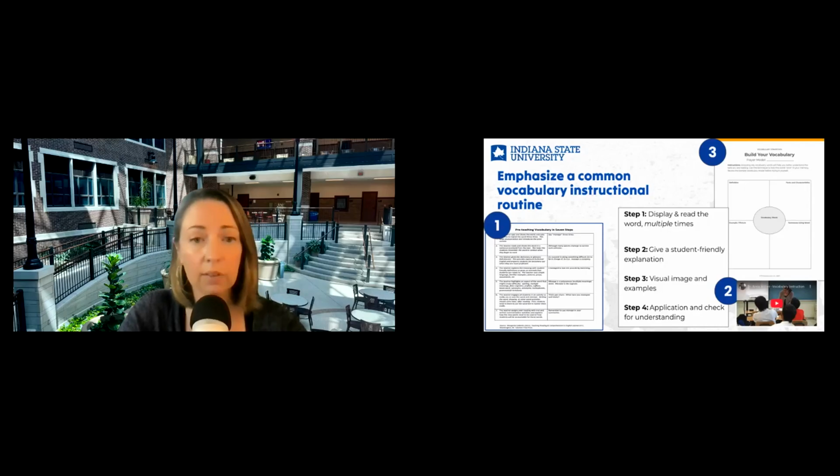They're going to think, pair, share, what have you managed well? And then step 7 is they use the word in writing.